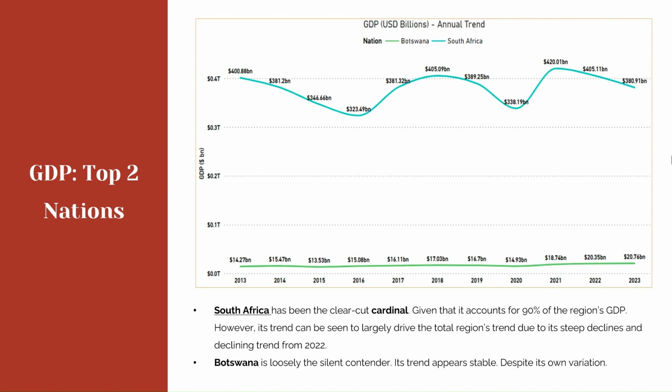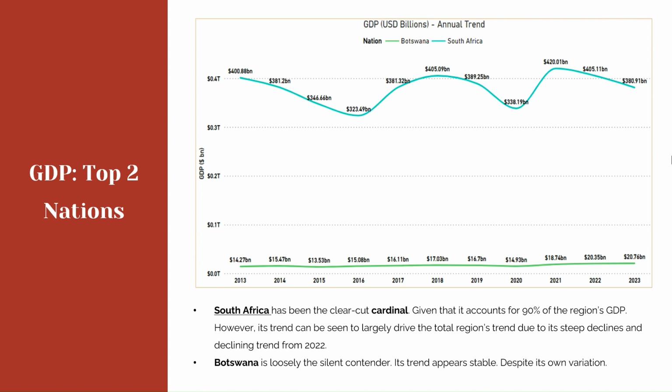2016 is one, 2020 was another. You got the peaks in 2021 as we saw earlier. Also, 2018 was a peak, and there was a previous peak in 2013. For Botswana, it's been relatively stable all through. Yes, it's had its ups and downs, but they've not been as dramatic as those of South Africa.